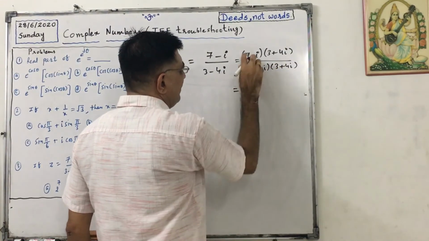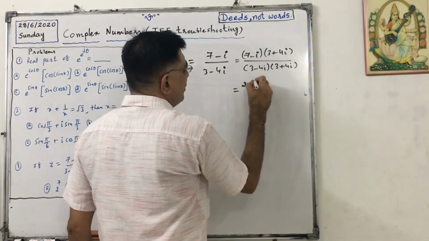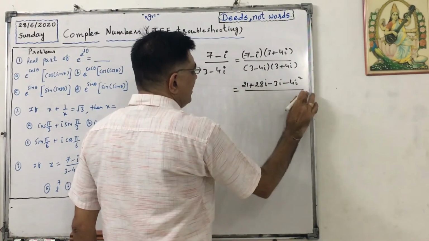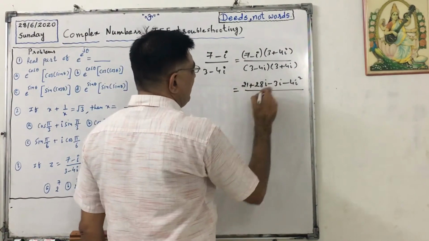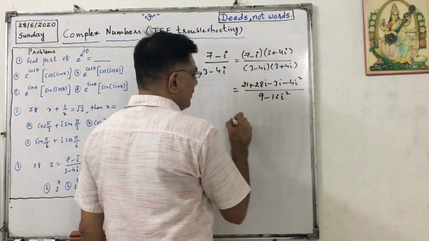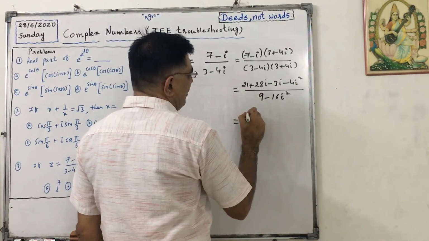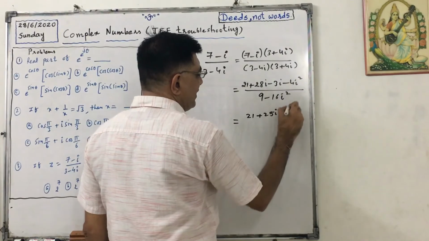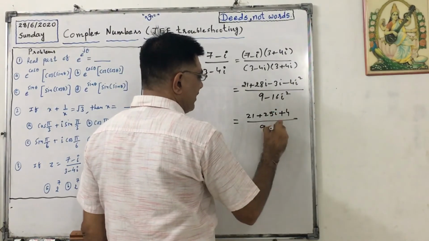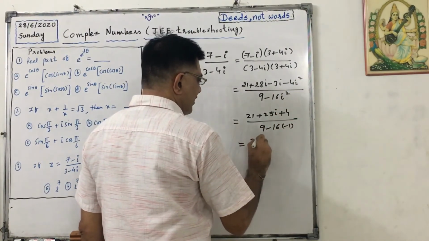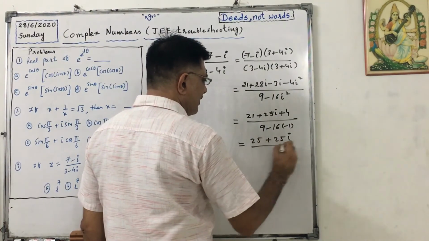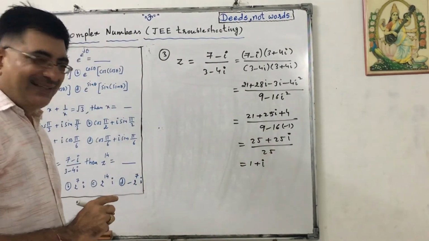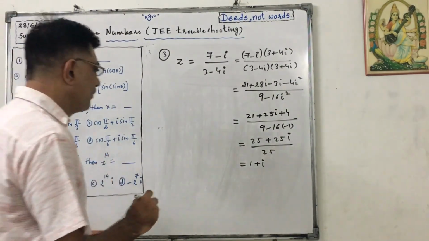So that will be equal to 21 plus 28i minus 3i minus 4i square, divided by 9 minus 16i square. So it can be written as 21 plus 25i, and this is actually plus 4, divided by 9 minus 16 into minus 1, that is 25 plus 25i upon 25, that is 1 plus I. So that is z for us, but we are asked z raised to 14.